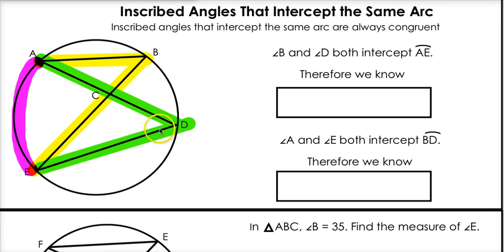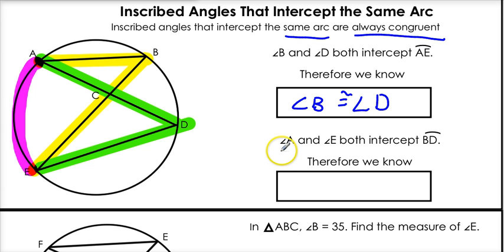You see, angle D intercepts arc AE, and angle B intercepts arc AE. Since these two angles intercept the same arc, we know they are always going to be congruent. And that makes sense. If they intercept this arc, then the angle should also be the same. So we know angle B is congruent to angle D. All right, you got me there? Doesn't that make a lot of sense?